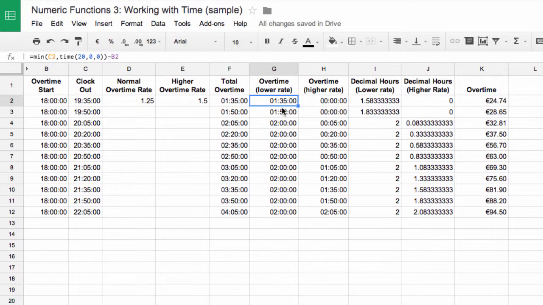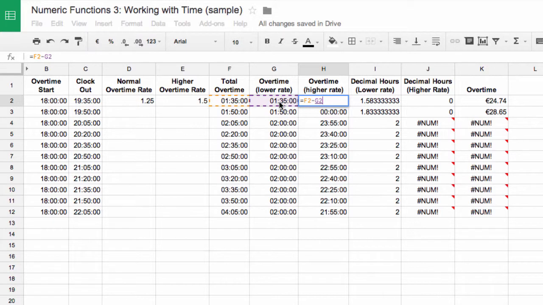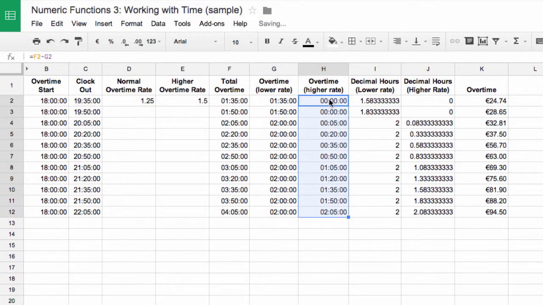So this person worked an hour and 35, an hour and 50 minutes, and the rest worked 2 hours before the cut-off time. Now calculating the overtime at the higher rate is simply a question of taking this figure away from this figure, so it's equals. The first two people don't have any overtime at the higher rate. The next person has 5 minutes because the overtime at the lower rate is 2 hours and his total overtime is 2 hours and 5 minutes, so it's only 5 minutes at the higher rate, and so on.